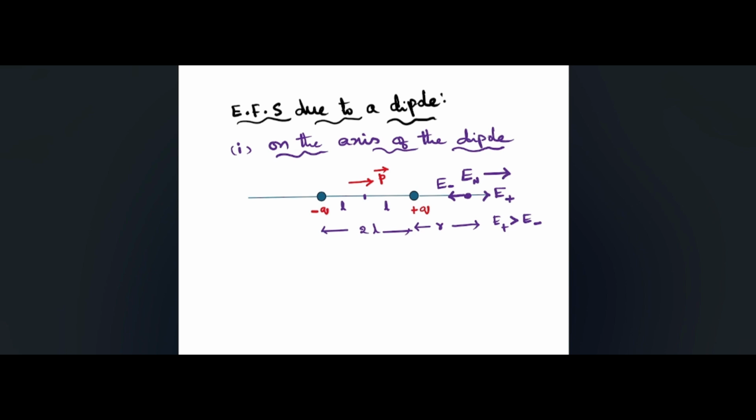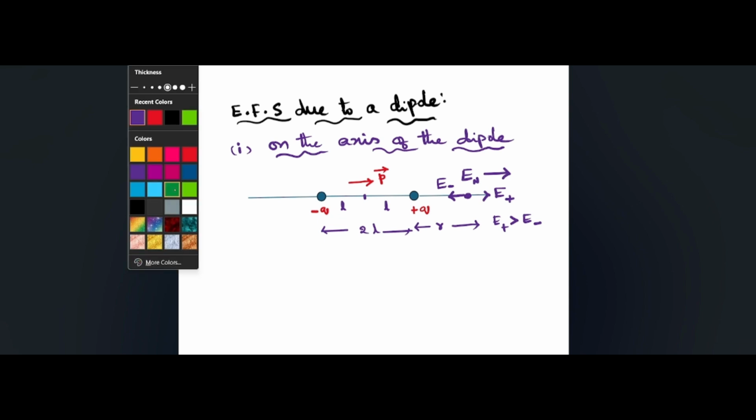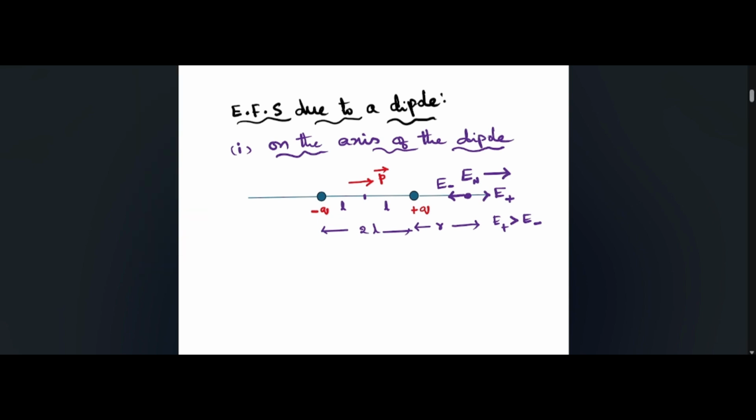Let us take one more point here on the left side and see what happens. On either side of the dipole on the axis, the phenomenon is the same. See here, this minus q attracts, that is, the electric field due to minus q we can write as E minus, and the electric field due to the positive charge is repulsion, so you write it in this direction. But since the minus q is nearer to this point, here E minus is greater than E plus.